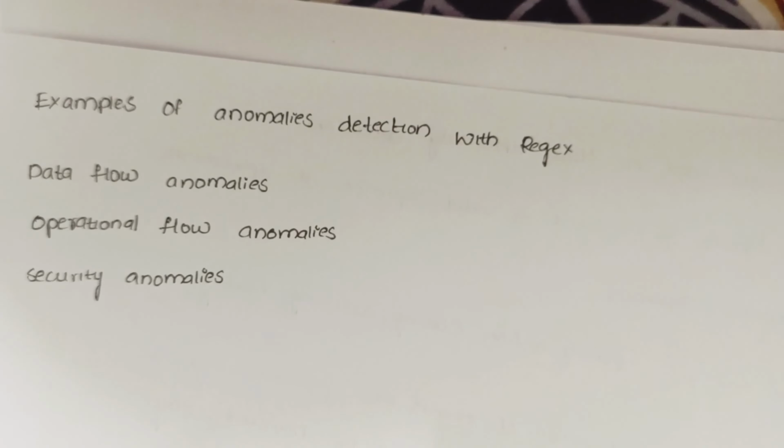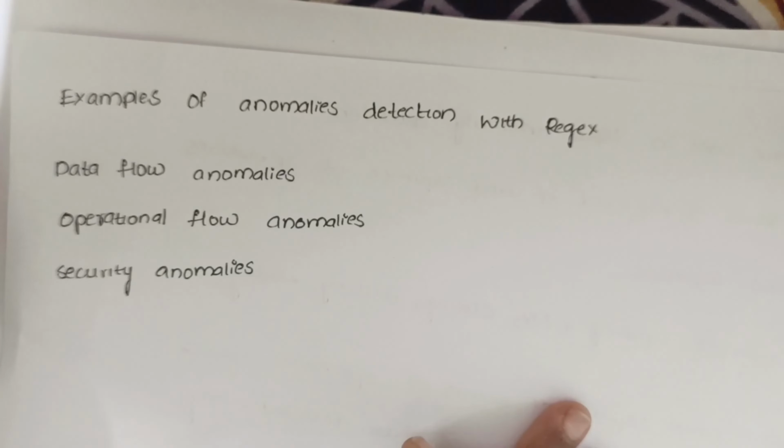Examples of anomaly detection with regular expressions. Firstly, data flow anomalies, which means identifying sequences like a variable being used before it is defined, which is known as uninitialized, or a variable being defined multiple times without being used, which is known as a redundant definition.